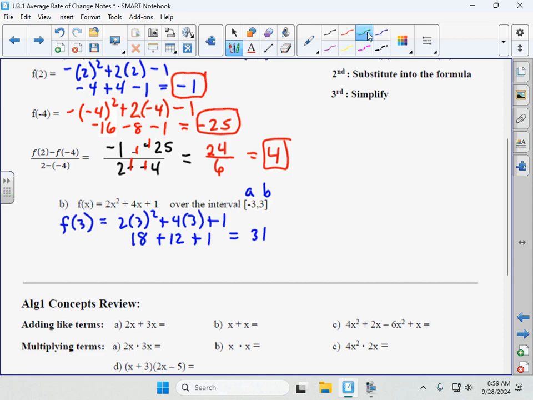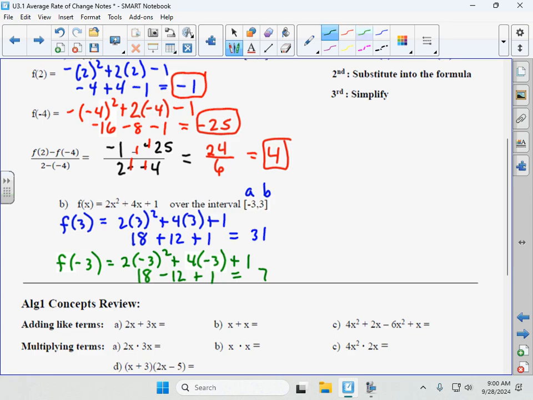All right, now let's find f of -3. So 2 times -3 squared plus 4 times -3 plus 1. -3 squared is 9. 9 times 2 is 18. 4 times negative 3 is minus 12 plus 1. 18 minus 12 is 6. 6 plus 1 is 7.